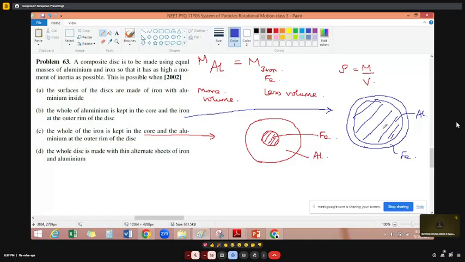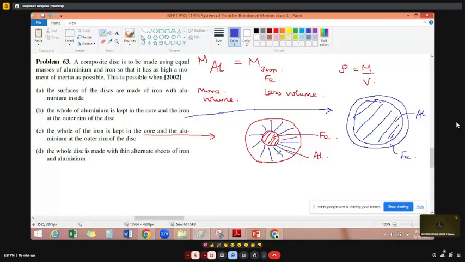Yeah. To achieve the same mass as iron, since aluminum is lighter, how do you achieve the same 1 kg? Suppose you take iron as 1 kg, aluminum should also have 1 kg, which means it will be occupying more space. Do you agree? Yes, sir. Whereas iron will be occupying very, very small space.